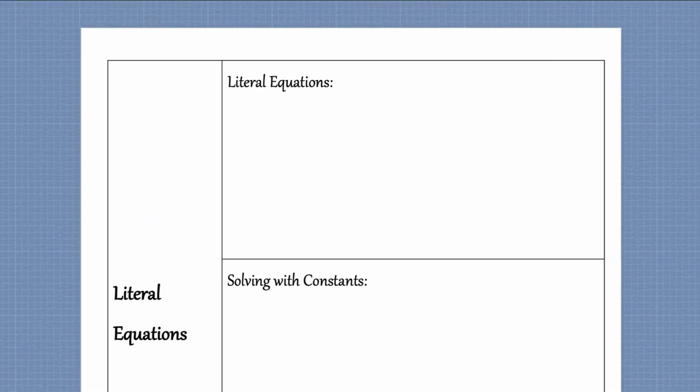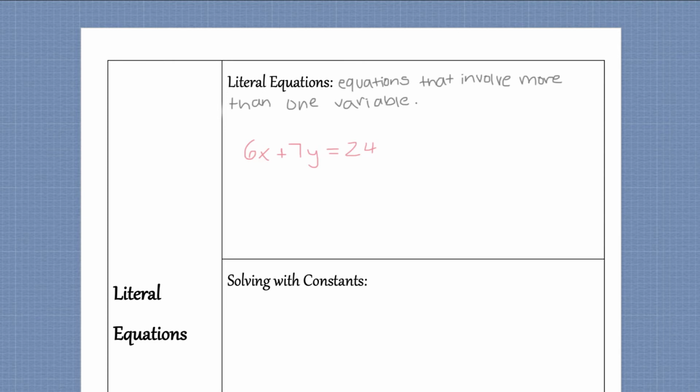So, literal equations are equations that involve more than one variable. The variable is basically x or y or z or any other letter that's not a number. An example of a literal equation could be something like this, where there are two variables involved, and in this case, the two variables are x and y. So 6x plus 7y is equal to 24 would be a literal equation.